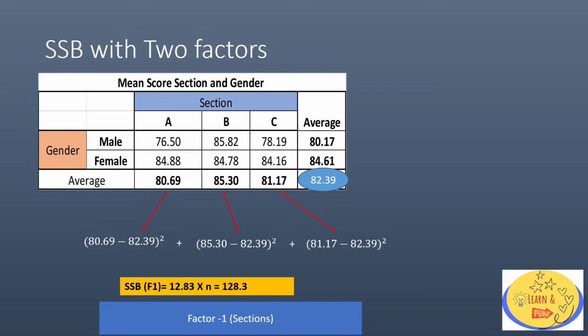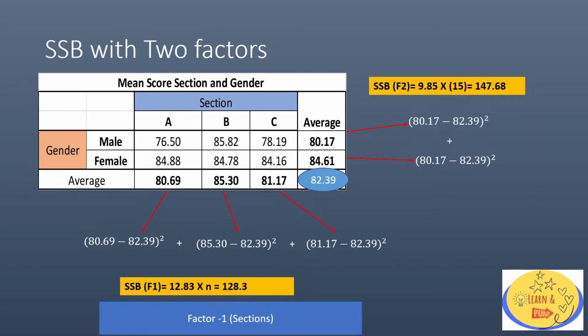Okay, so now the next one is from the data side. We have two averages, male averages and female averages. We take deviation from the grand mean and then we add it, and in that case we get the value as 9.85, and this is multiplied by n. In this case n is 15.